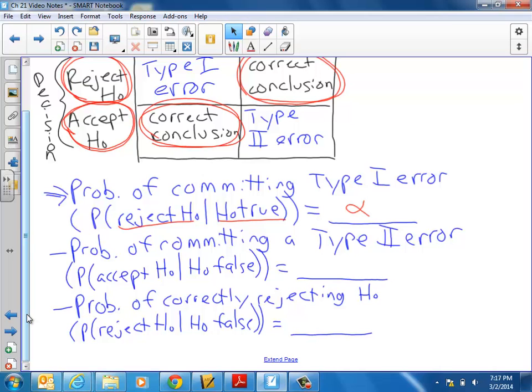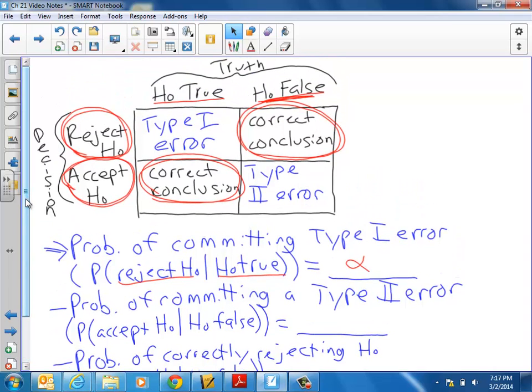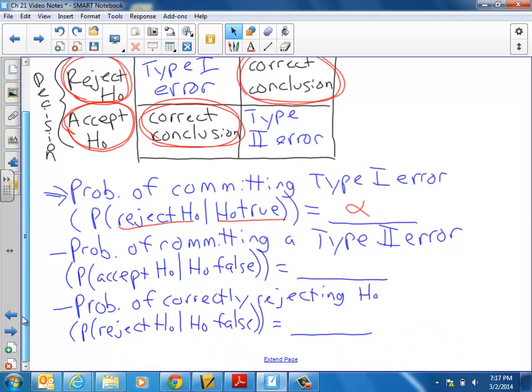The probability of committing a type 2 error, that would be when you accept the null hypothesis, even though the null hypothesis is false. That we refer to as capital beta. I don't think the alpha is capitalized. I think that's a lowercase alpha. I think the beta is capitalized here. I don't know why the difference exists. But anyway, alpha, type 1 error. Beta, type 2 error.